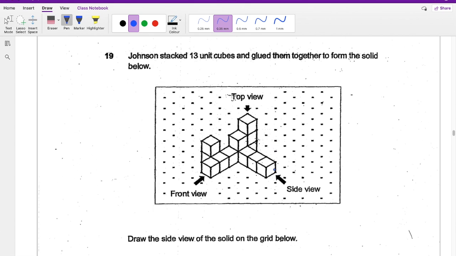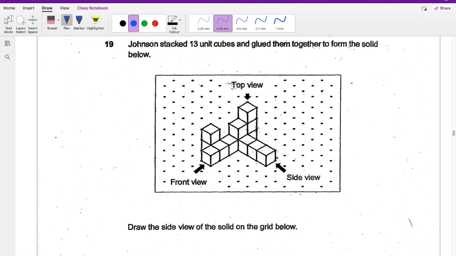Question 19. Johnson stacked 13 unit cubes and glued them together to form the solid below. Draw the side view of the solid on the grid below. We see here that this is the top view, viewed from the top. This is the front view from this side, and the side view is from this side. So we need to imagine in our mind which blocks will be there and which blocks will be blocked.